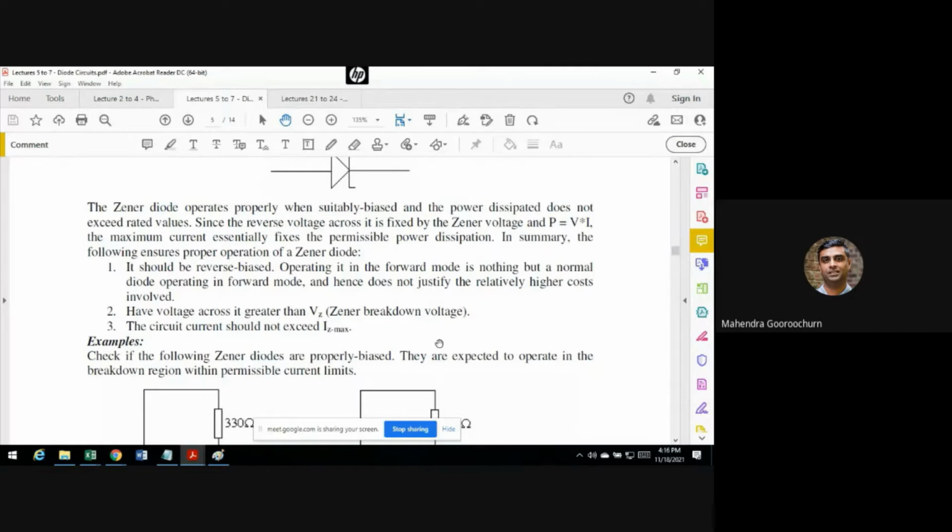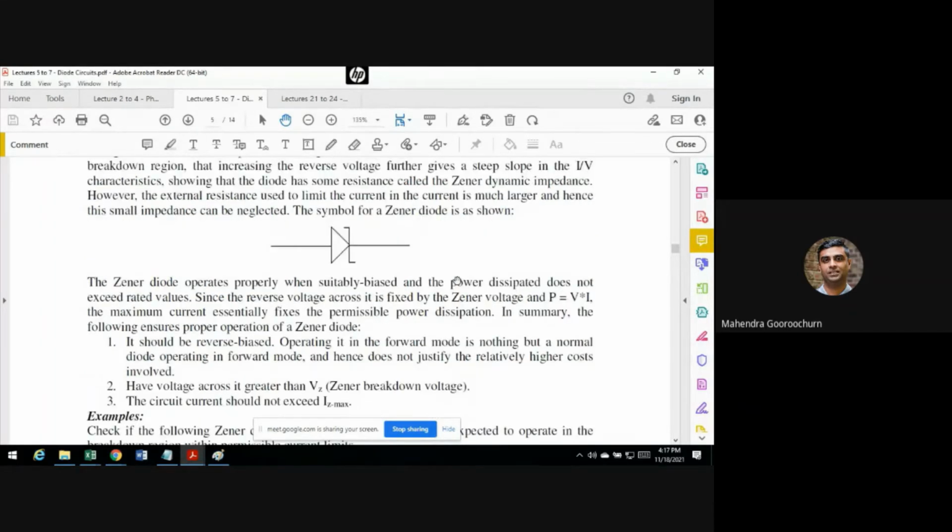So if you are applying a voltage across a Zener diode which is less than the breakdown voltage, even if it is reverse biased, if your voltage is not exceeding the breakdown voltage, it is still a normal diode. If your applied voltage can never go beyond the breakdown voltage, you would not use a Zener diode. You would simply use a normal diode. So two important conditions: it should be reverse biased so that it goes into breakdown, and second, the voltage applied across it should be greater than the breakdown voltage.